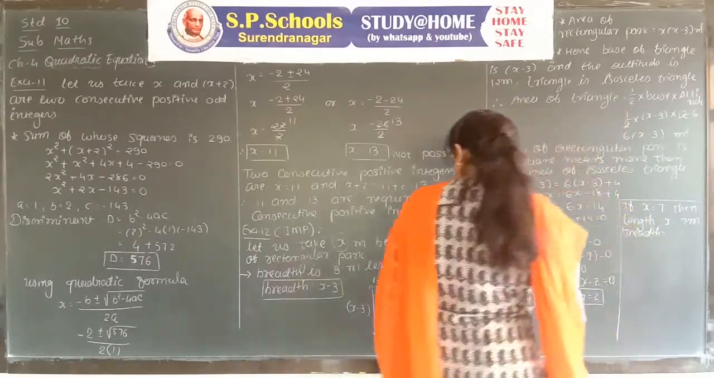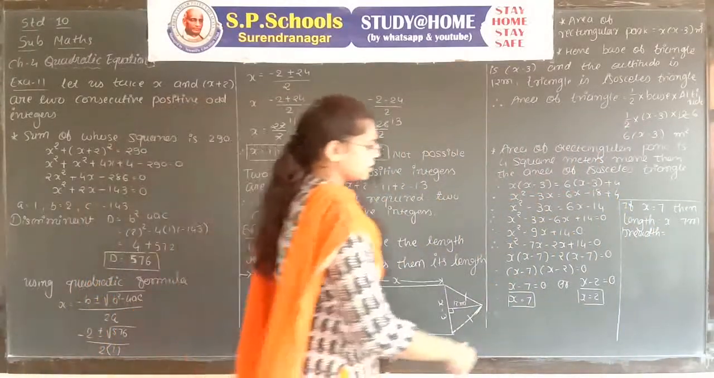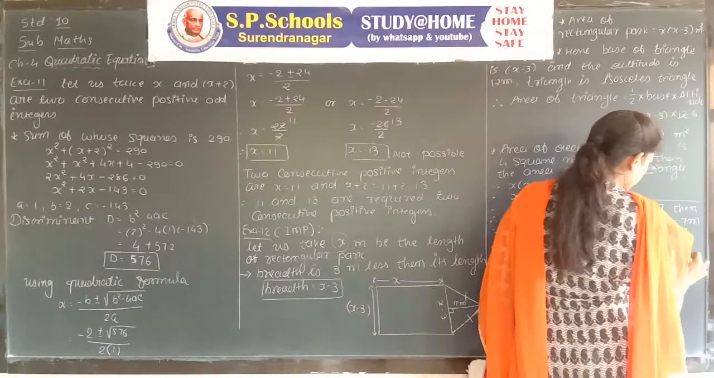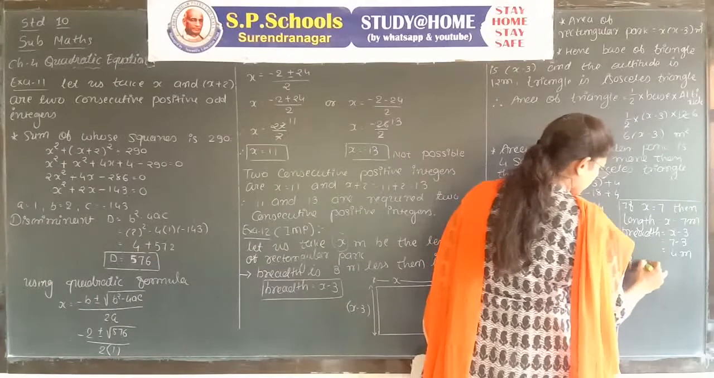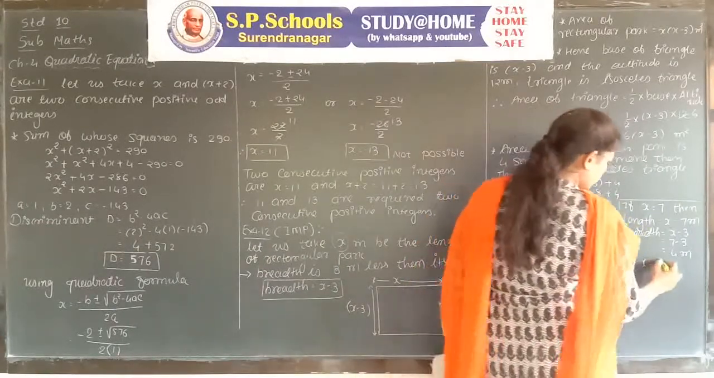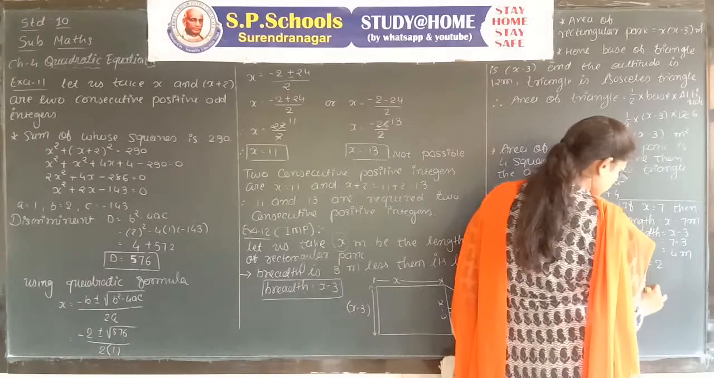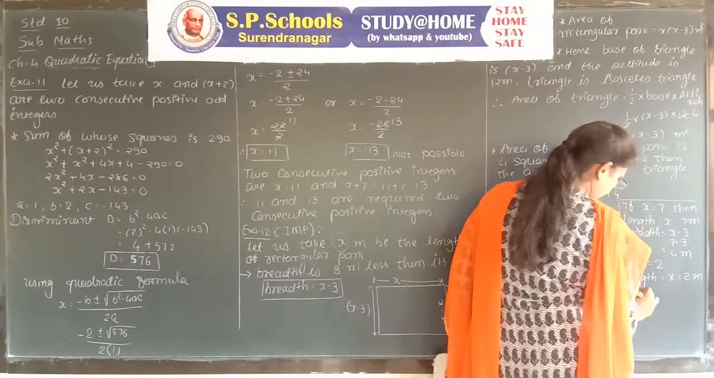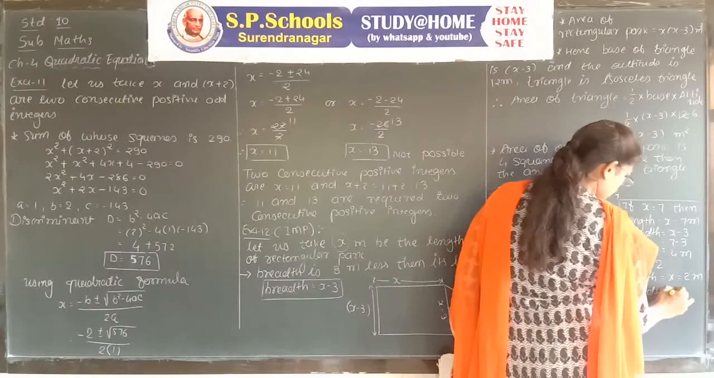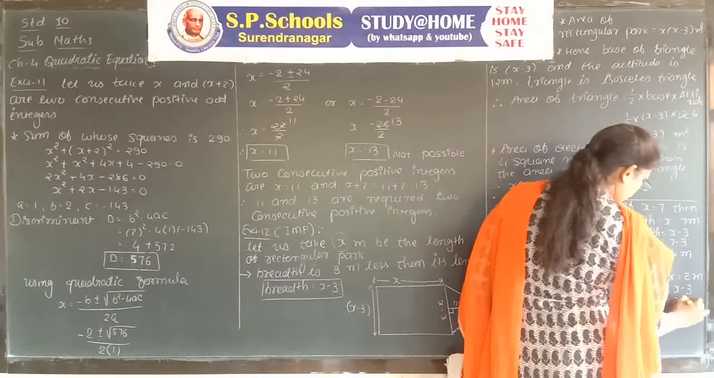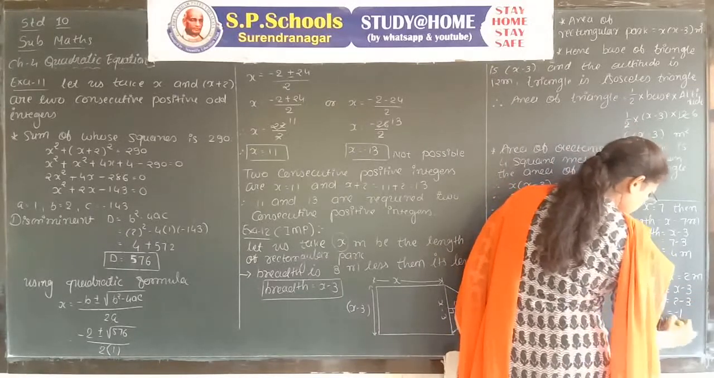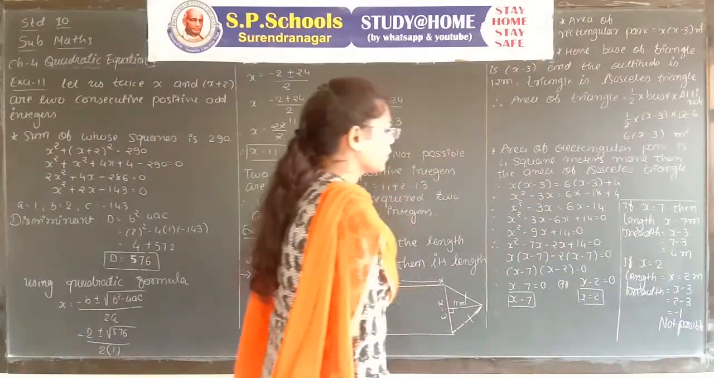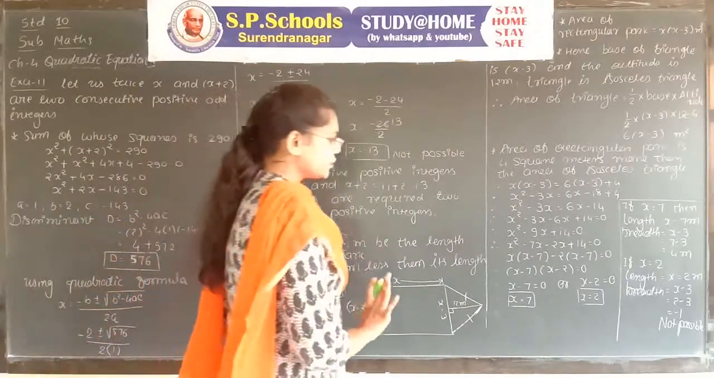The breadth is x minus 3, 7 minus 3 which is 4 meter. If x is equal to another value, 2, then the length is x, which is 2 meter, and the breadth is x minus 3, 2 minus 3, which is minus 1, which is not possible. Hence, the solution is obtained here.